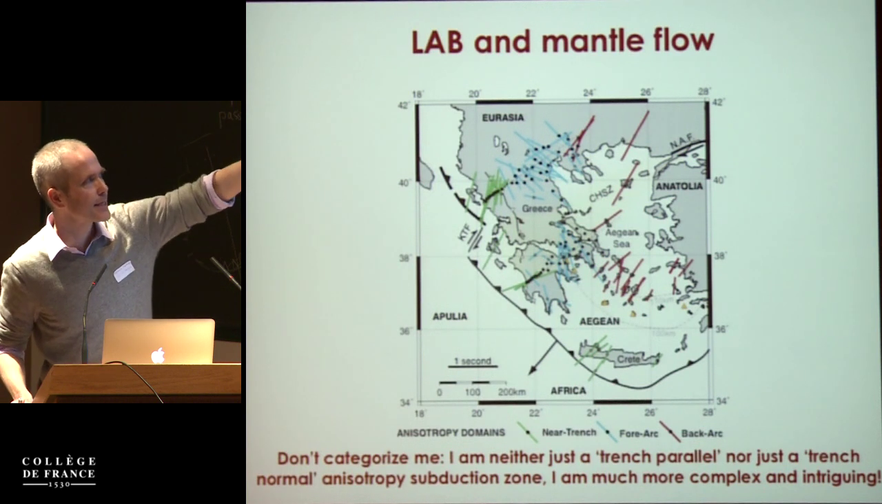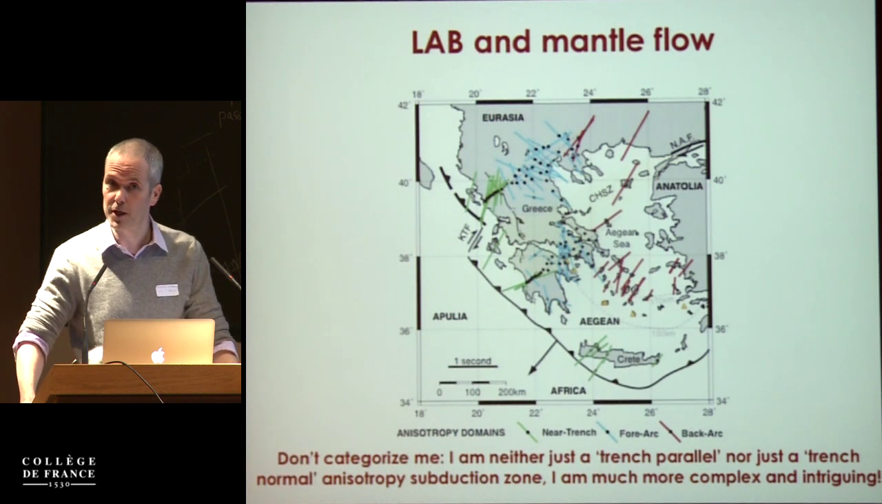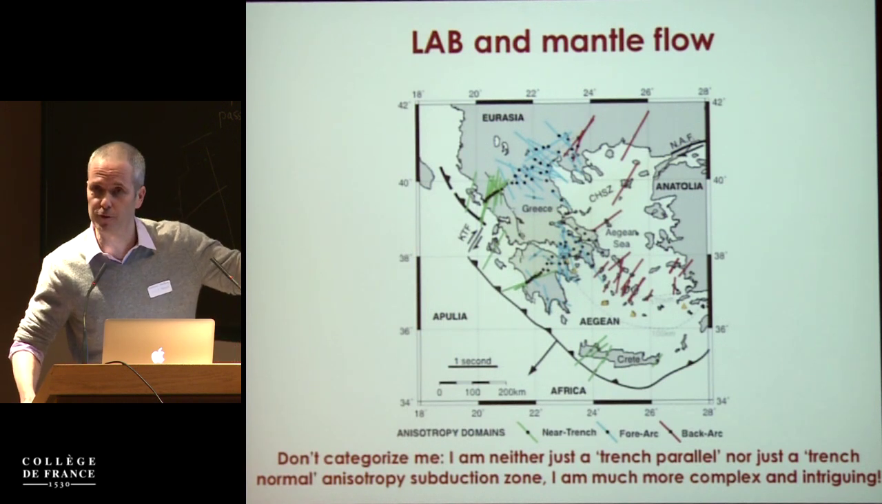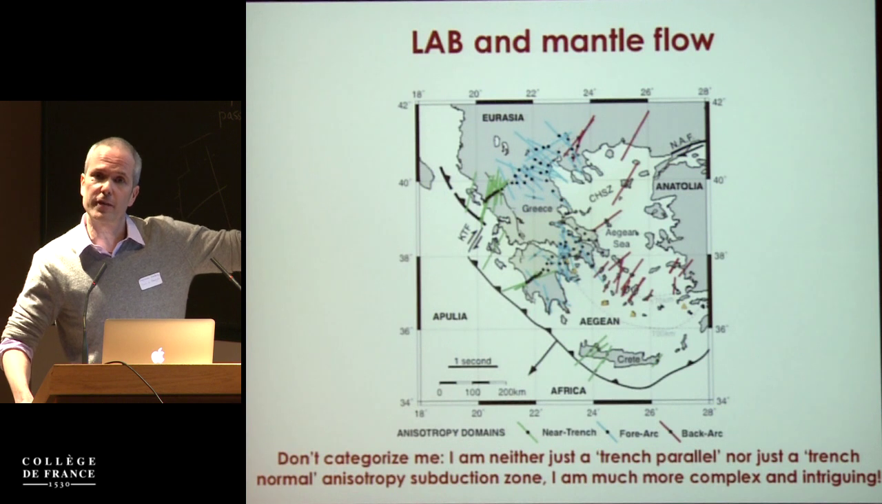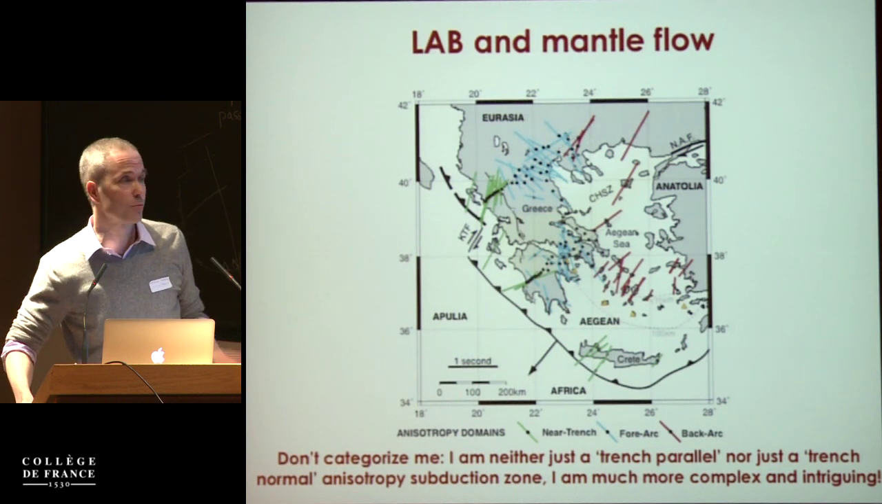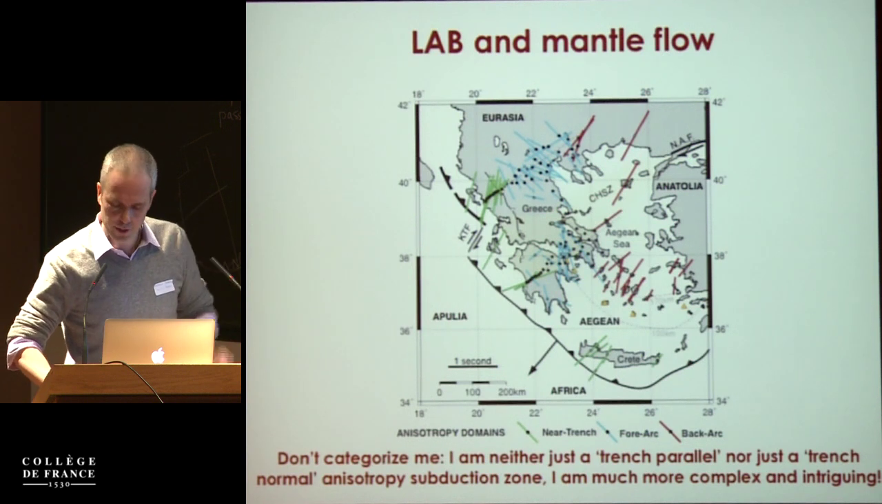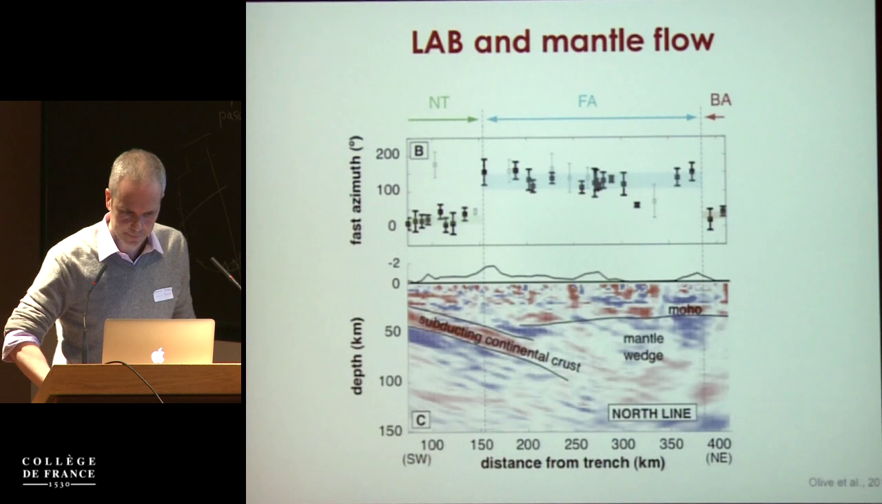I think this is something that should be considered when looking at subduction zones: when you have high resolution, it's actually possible, perhaps in many cases, to see these different domains of anisotropy. And that's been seen in other subduction zones as well, when you have dense arrays like this.